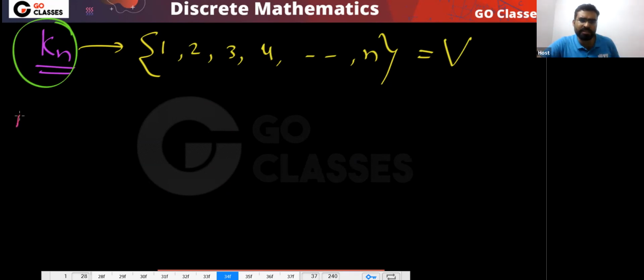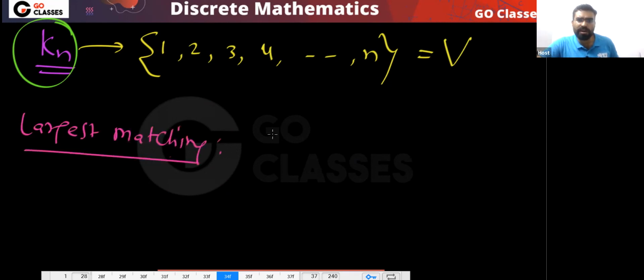So how will I make a matching? How will I make a maximum matching, the largest matching? So let me create a largest matching. How to create a largest matching? Because all of them are adjacent to each other.